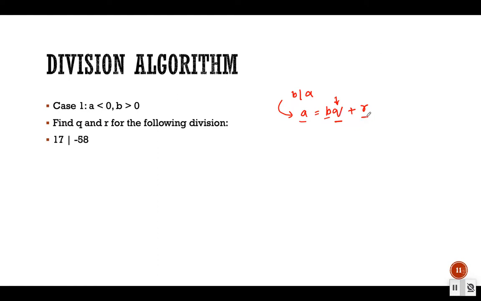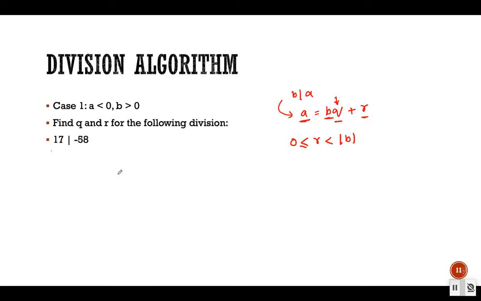And now we're going to also give a different definition of the remainder. We're going to say that the value of the remainder is going to be between 0 and the absolute value of b. We're going to see some examples where a could be a negative number or the divisor b could be a negative number.